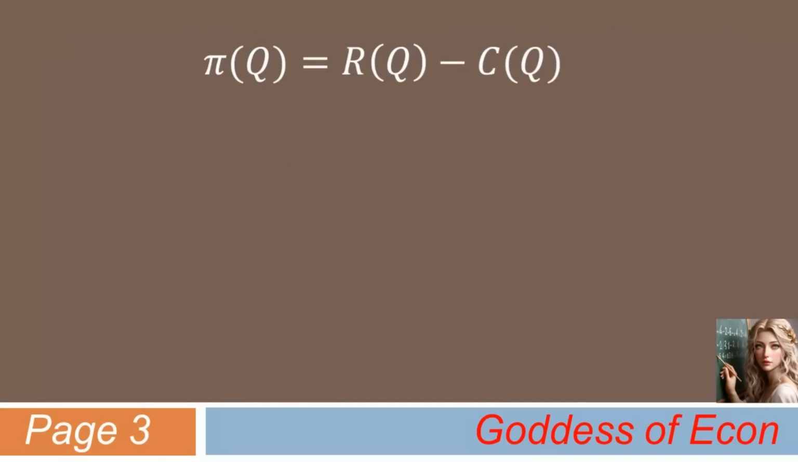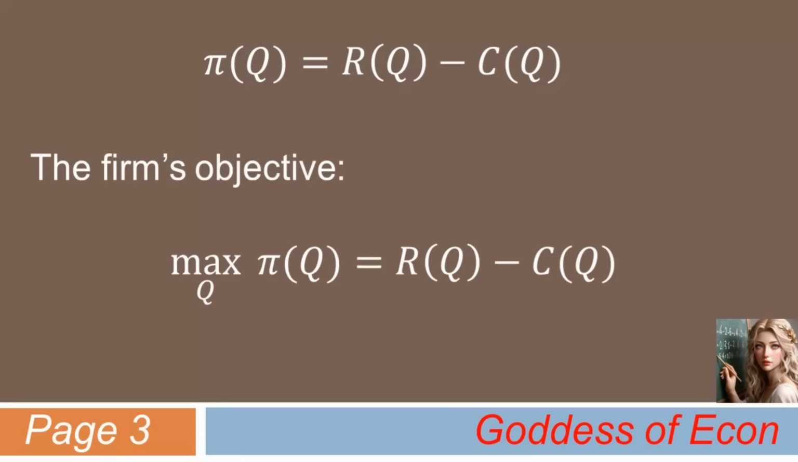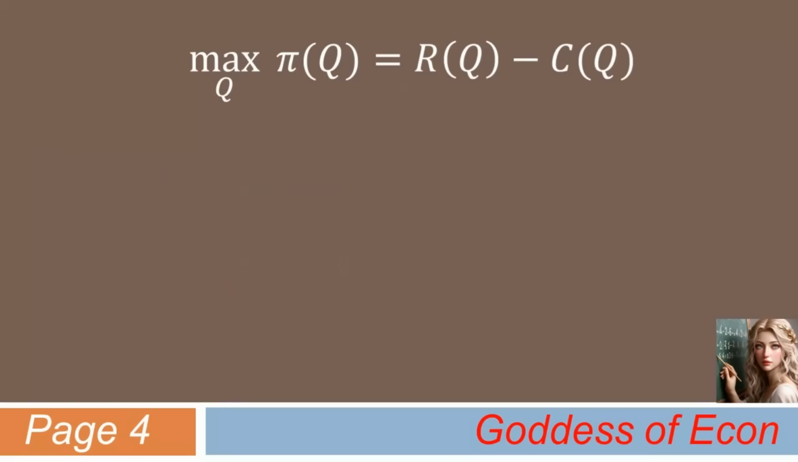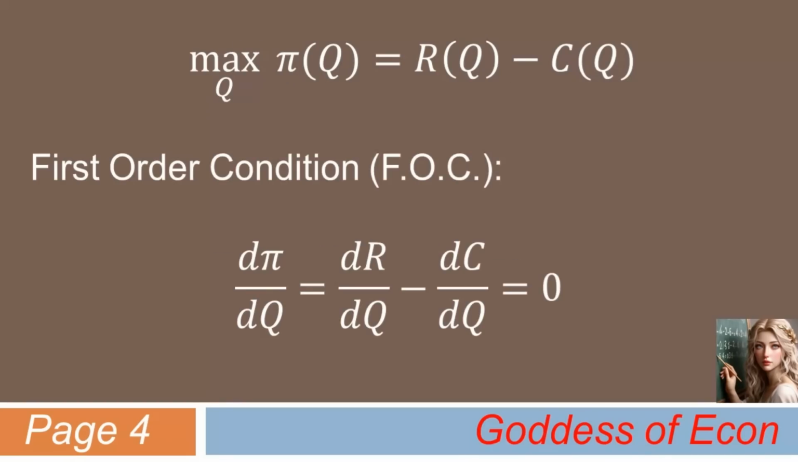Now, the firm's objective can be mathematically written as the following. To maximize the profit, pi, by choosing the optimal quantity, Q. The first order condition necessary for this maximization problem is the following. d pi/dQ equals dR/dQ minus dC/dQ, which equals 0. In other words, the first derivative of pi with respect to Q equals 0. This is a necessary condition for an interior optimum.